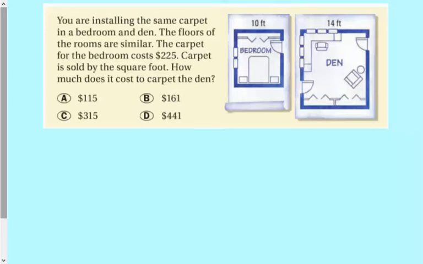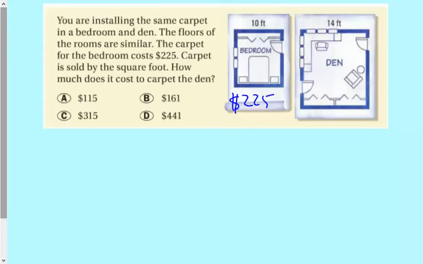You're installing the same carpet in the bedroom and in the den, and the floors of the rooms are similar. The carpet for the bedroom costs $225. Carpet is sold by the square foot. How much does it cost to carpet the den? What we have here is we're looking for the area, since we're talking about area, like the floor, the space.